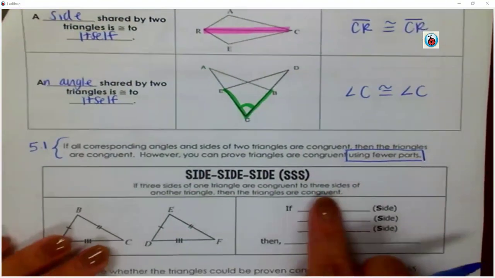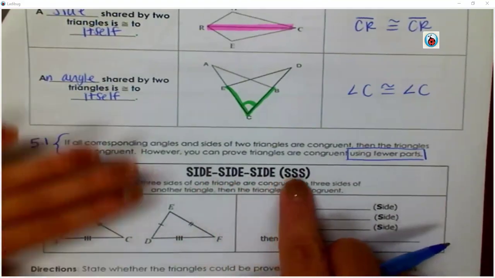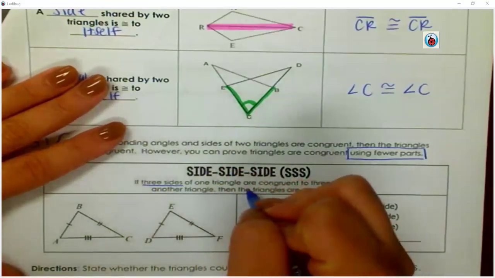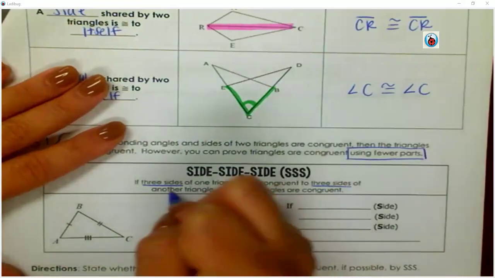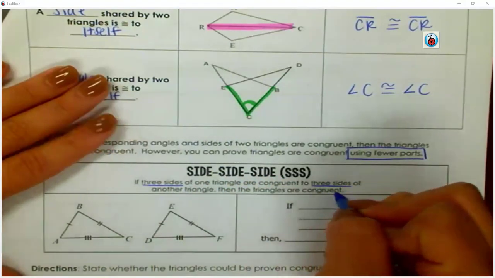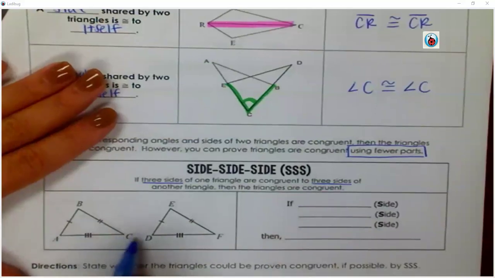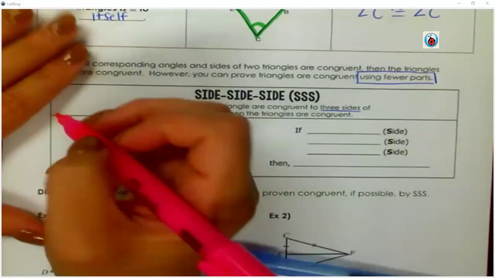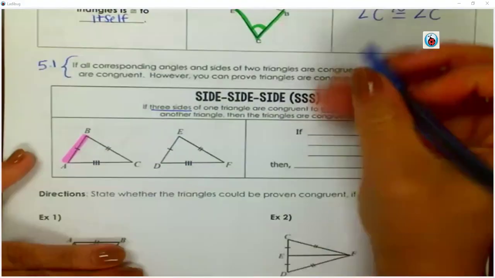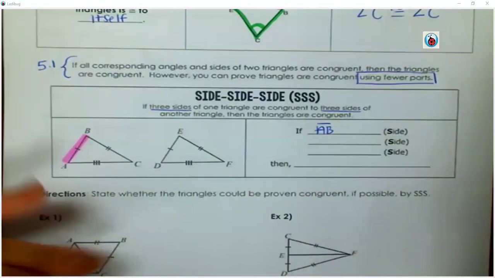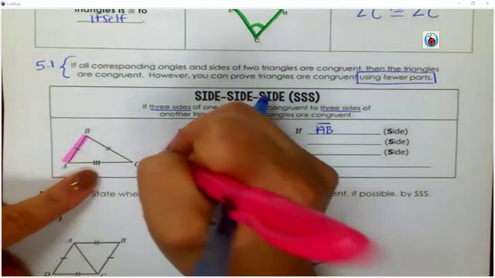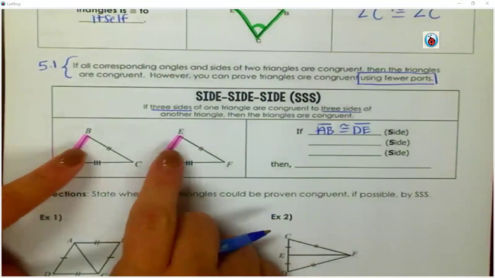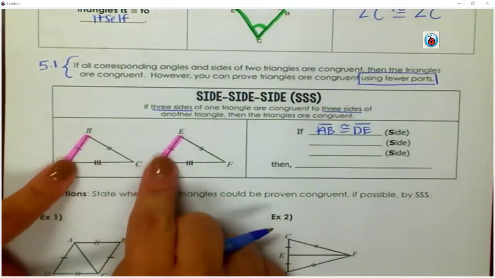So the first one that we are going to be using is side, side, side, also known as SSS. It says, if three sides of one triangle are congruent to three sides of another triangle, then the triangles are congruent. So if you look here, we have two different triangles. The first side that we have is side AB. So it says if AB is congruent, and in this case, we know it's congruent to DE because they both have one tick mark. So these two sides are congruent to each other.